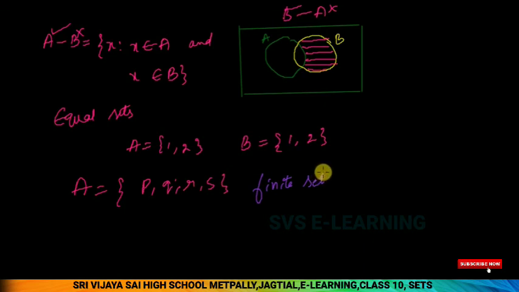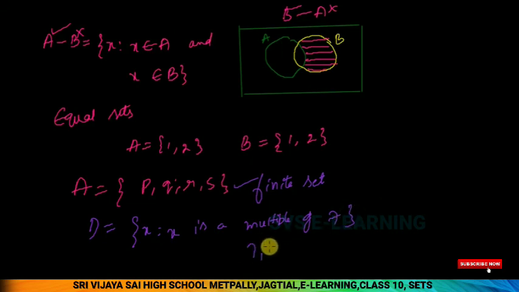A set is called a finite set if it is possible to express the number of its elements as a definite whole number. I can obviously count the number of elements in set A. The number of elements in set A is 4, so this is an example of a finite set. Let's say I give you an example like this. D is the set of elements X such that X is a multiple of 7. What are the multiples of 7? 7, 14, 21, 28, 35, and so on. The list goes on. It doesn't end. So this is known as an infinite set. The set D in this case is an infinite set because the number of elements that belong to the set D is infinite, unlimited, right?